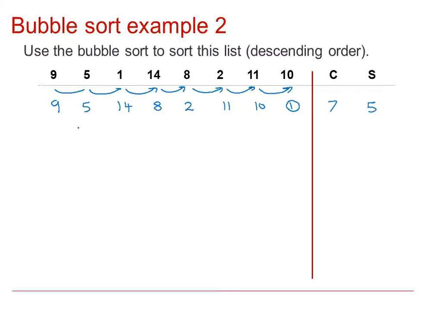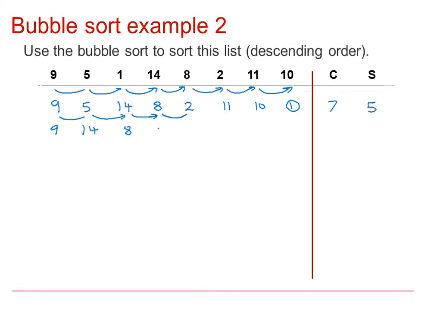So now we repeat the process. Remember, if the number's bigger in the comparison, it stays where it is. So 9 is bigger than 5, stays where it is. 5 is smaller than 14, so we need to swap. 5, so that was a swap. 5 would be smaller than 8, so that would swap.